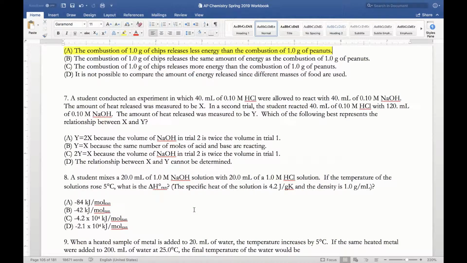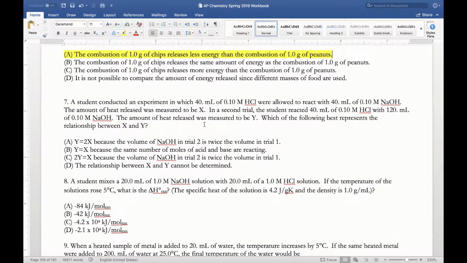Right, 7, a student conducted an experiment in which 40 mils of hydrochloric acid were allowed to react with 40 mils of sodium hydroxide. So you have equal amounts of both of these. So you don't really have a limiting reactant here. The amount of heat released was measured to be X. In a second trial, the student reacted 40 mils of 0.1 molar HCl with 120 mils of 0.1 molar NaOH. All right. So if you notice here, yes, I'm increasing the amount of NaOH, and you might be tempted to say, hey, more heat's going to be released. But since HCl is now going to be your limiting reactant, because you're going to run out of it before you run out of NaOH, the amount of heat is going to be the same. So your answer is B.